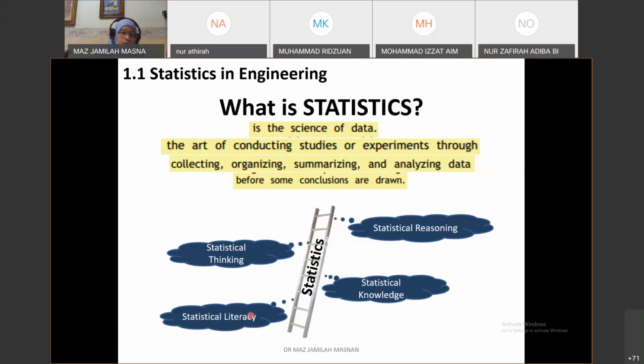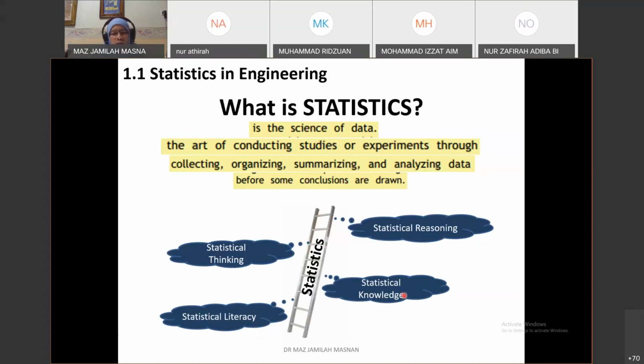So in order for you to understand statistics, you have to have statistical literacy. The only way for you to have statistical literacy is by learning it. Next, after statistical literacy, you will need to have statistical knowledge. Of course, when you have learned a concept, you will have that knowledge within yourself. For example, population, call it mu.